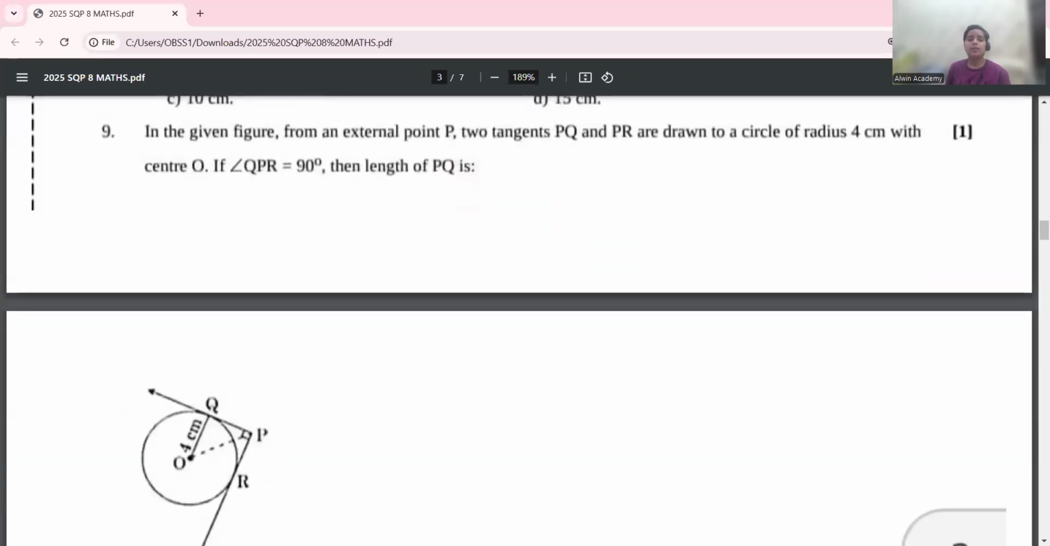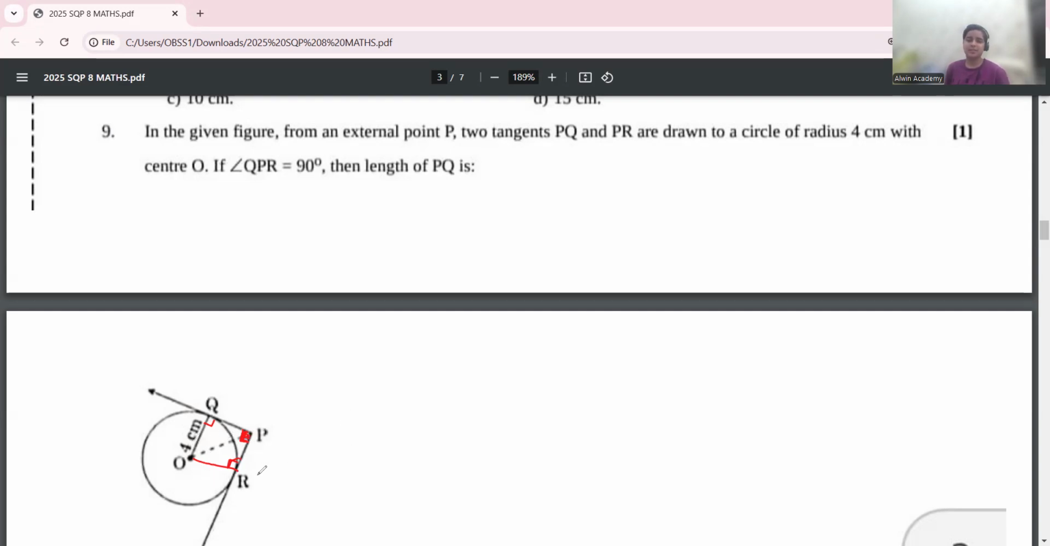Going to the next question, in the given figure from an external point P, two tangents PQ and PR are drawn as shown in the figure, to a circle of radius 4 centimeter. It is marked that angle QPR is 90 degree. Now we are given this angle is 90 degree. Firstly, in this figure, let me join OR as well. Now I know this angle will also be 90, this will also be 90, because these are radius and radius is perpendicular to tangent.